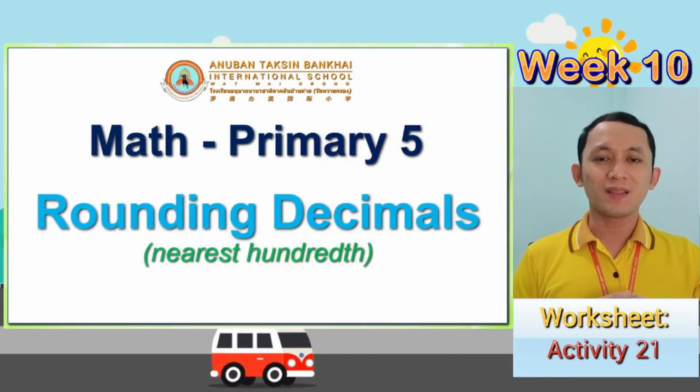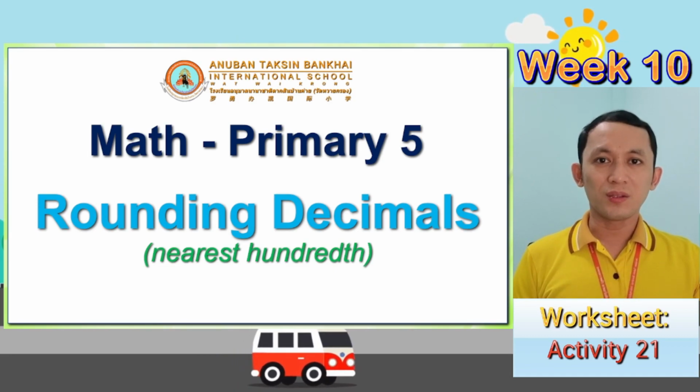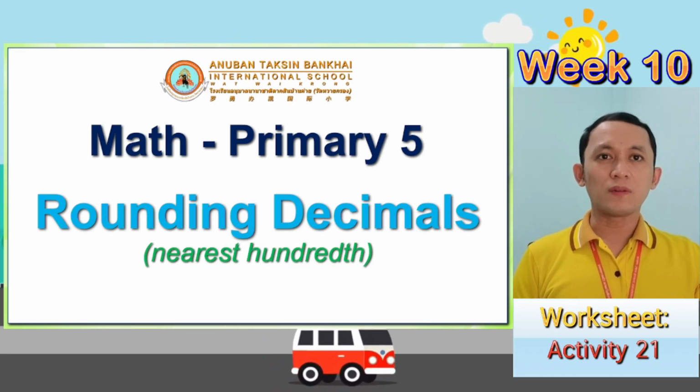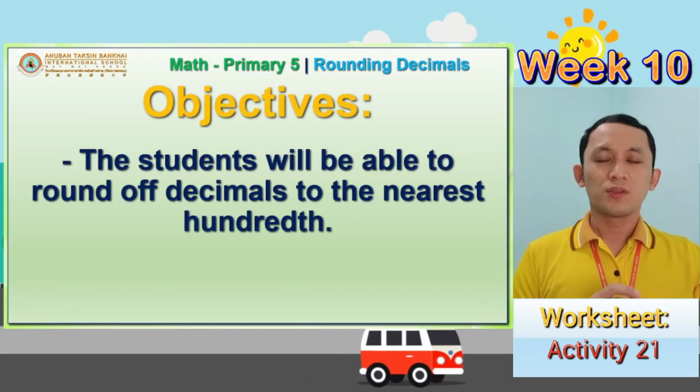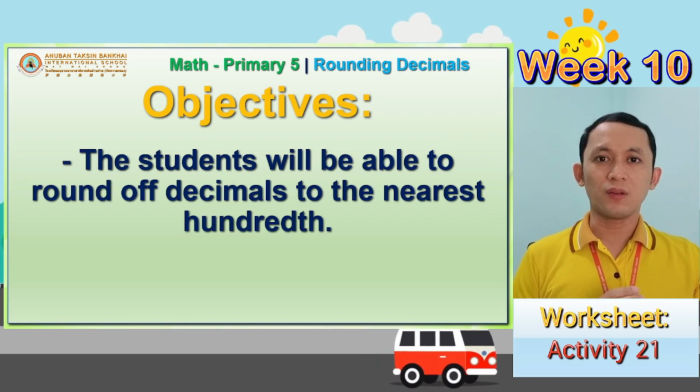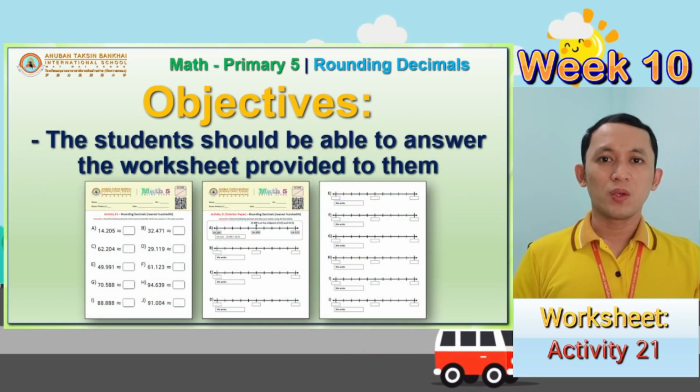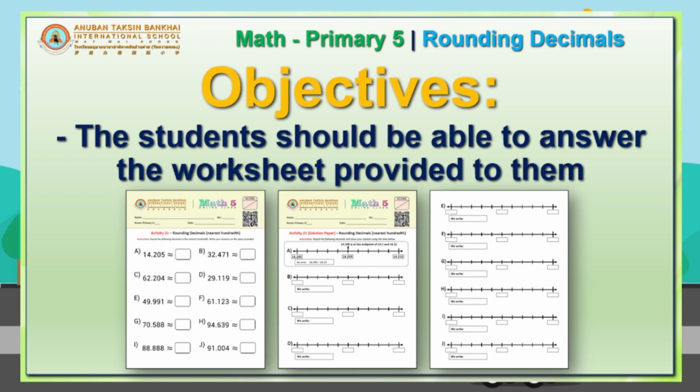So last week we discussed how to round off decimals to the nearest whole number, and we also discussed rounding decimals to the nearest tenths place. So today we are going to have a continuation of our topic, and we are going to discuss rounding of decimals to the nearest hundredths place. Our objective for today is for you to be able to round off decimals to the nearest hundredths place. And of course, you are going to answer your worksheet at the end of this discussion.